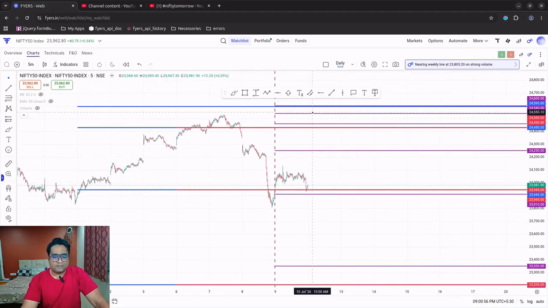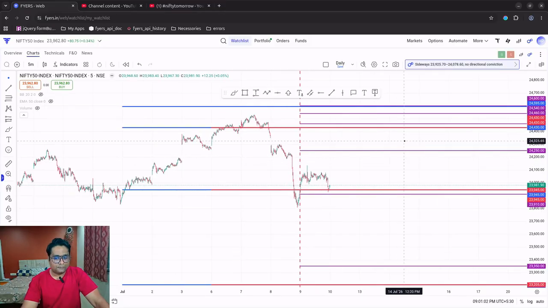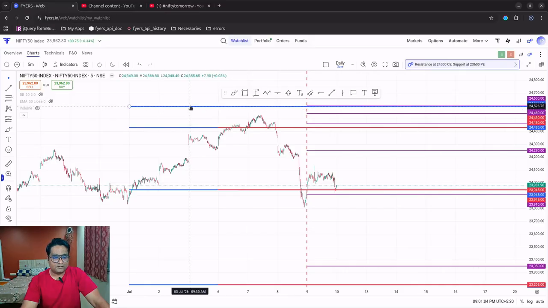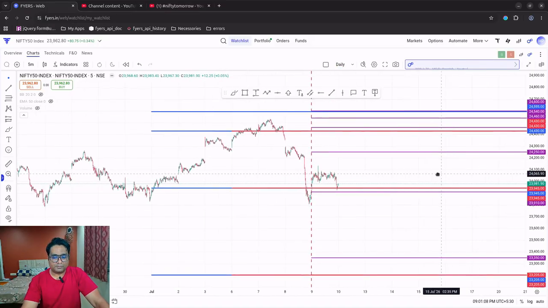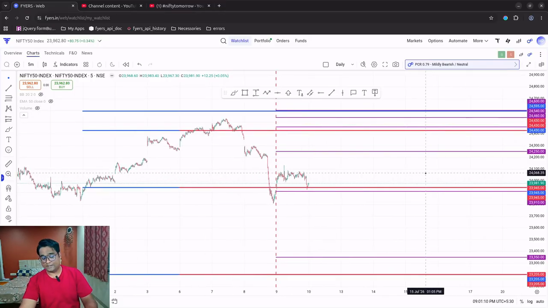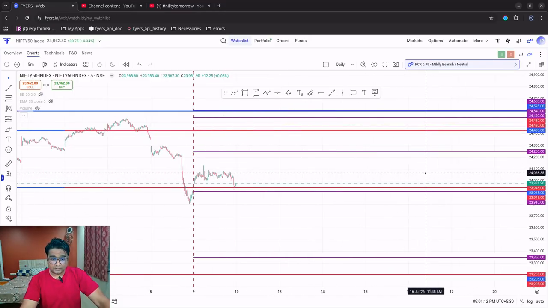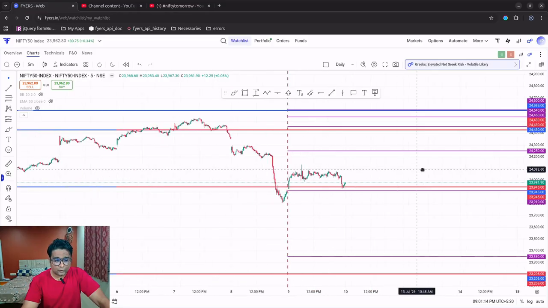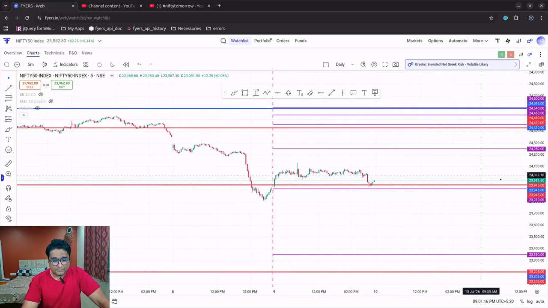So daily key levels will change daily. Weekly key levels will be reshuffled on a weekly basis, and the blue key levels, that is monthly key levels, will be reshuffled on a monthly basis, at the end of the month or expiry of the month. So this is how today panned out.